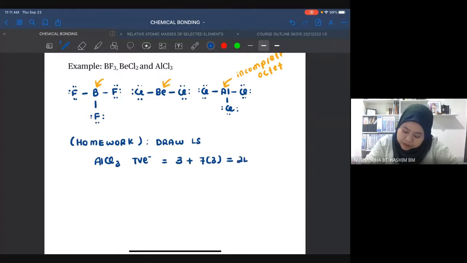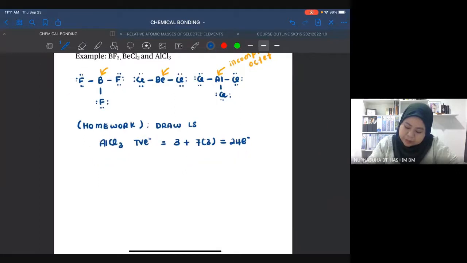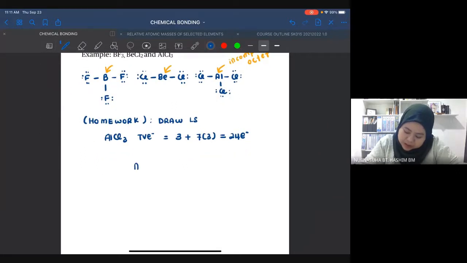So, total is 24 electrons. Okay, so we draw the skeletal structure for aluminium trichloride. You have 3 covalent bonds, so that means you use 6 electrons. So, remaining 18 electrons, kita letak sebagai lone pair di sekitar chlorine.